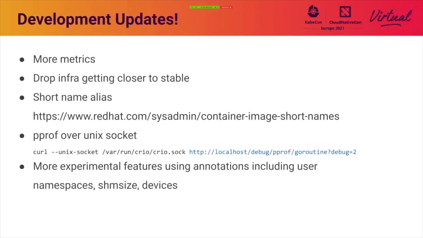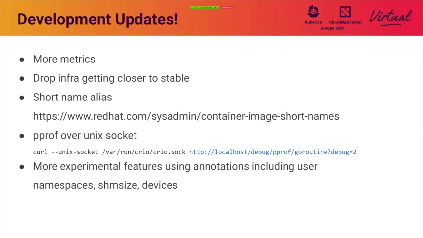We have been adding more metrics such as improved CRI level stats that could be exported and queried in Prometheus. Sasha is also working on adding OOM-related metrics that will give a better visibility into OOM kills of your pods. These metrics provide a good foundation to add custom alerts to your cluster. You may have seen our prior talk about dropping the infra container. I'm happy to report that the feature is now getting close to stable as we have been fixing bugs and issues there.